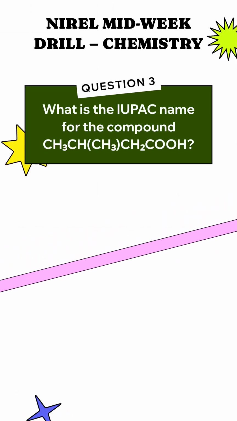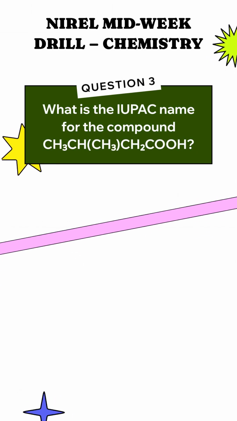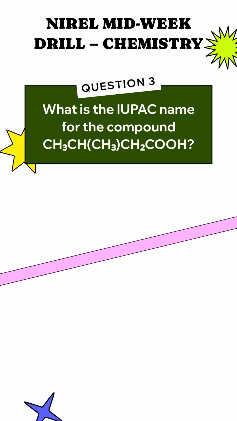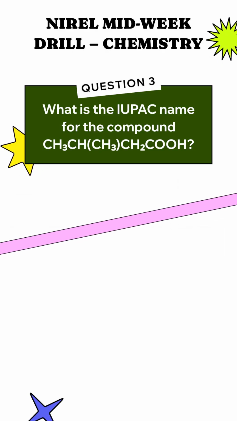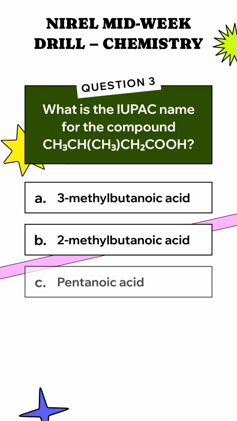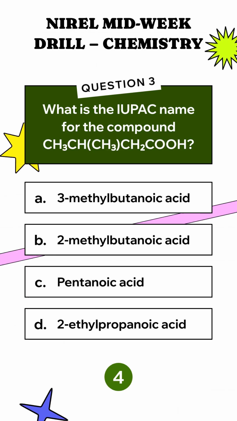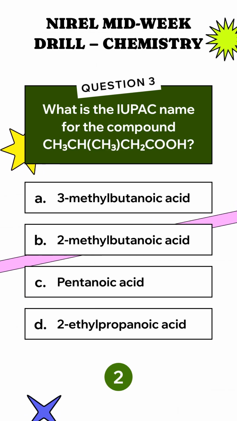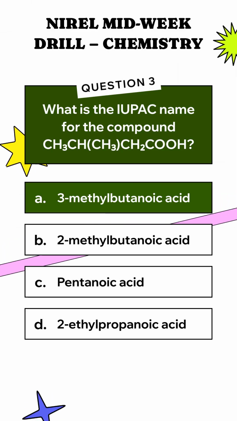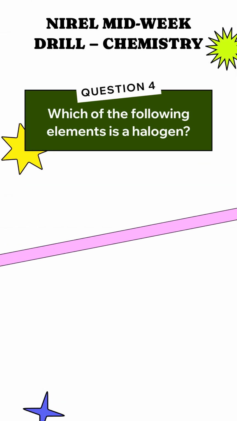What is the IUPAC name for the compound CH3CH with a CH3 branch, CH2COOH? Which of the following elements is a halogen?